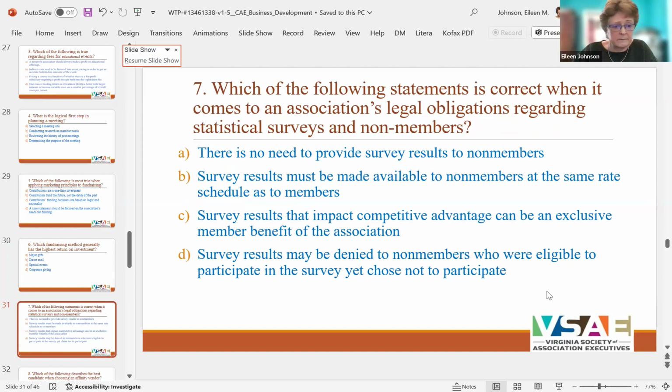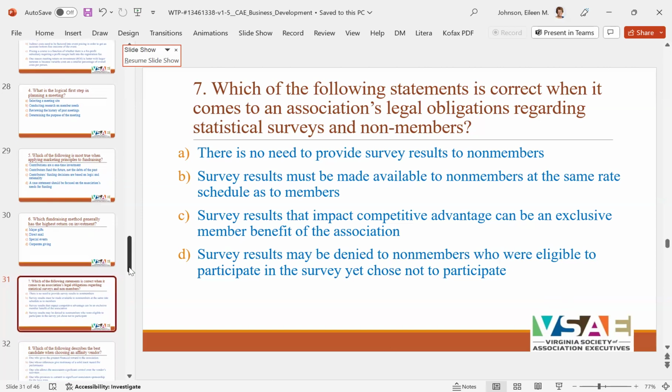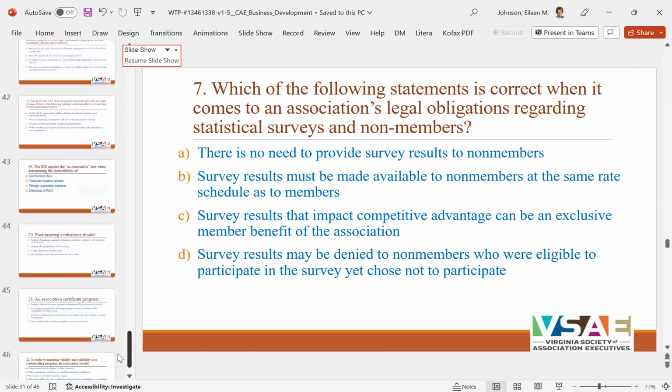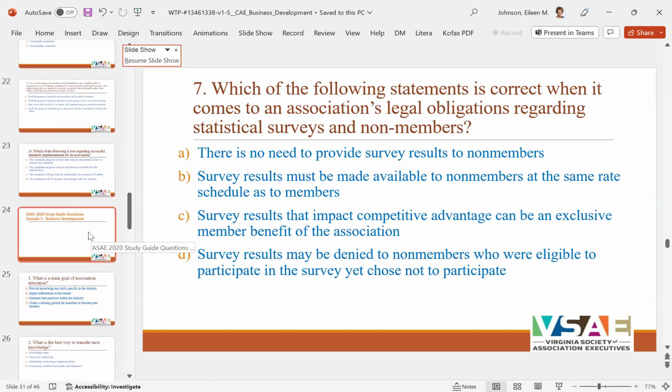Okay, 7. Which of the following statements is correct when it comes to an association's legal obligations regarding statistical surveys and non-members? A, there is no need to provide survey results to non-members. B, survey results must be made available to non-members at the same rate schedule as to members. C, survey results that impact competitive advantage can be an exclusive member benefit of the association. D, survey results may be denied to non-members who were eligible to participate in the survey yet chose not to participate.